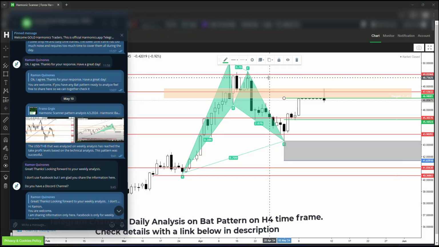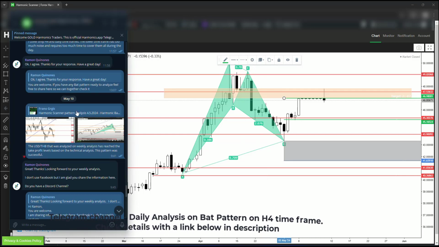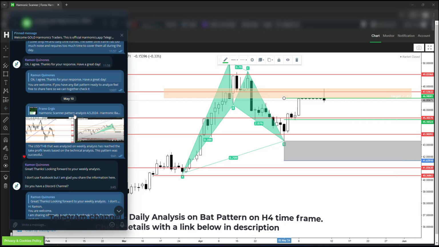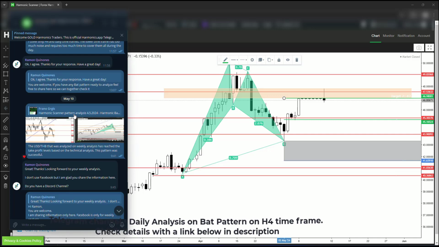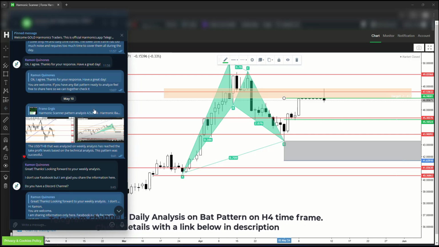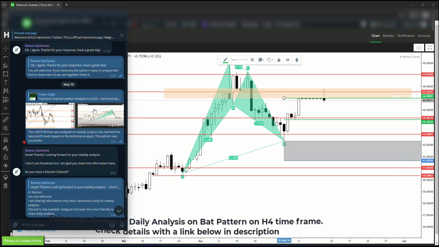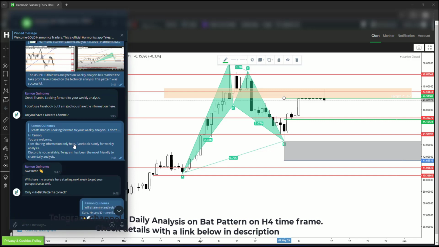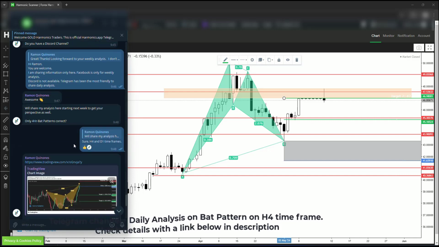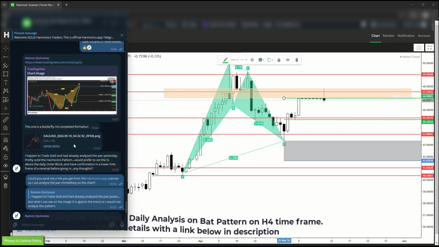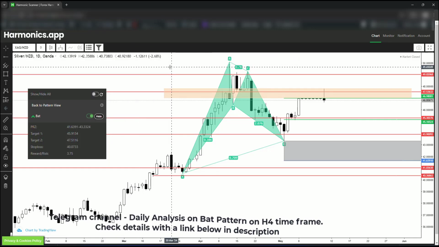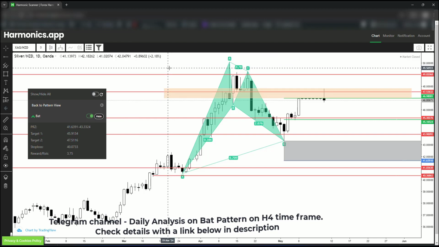This is the idea of how it works, and I also share that during the week when there is some kind of analysis, some kind of bat pattern that is in line with the trend. For example, there are also traders asking questions inside the Telegram group about their analysis and what my opinion is. You can also join if you would like, but it is only available for the gold members. You can check the link below in the description.